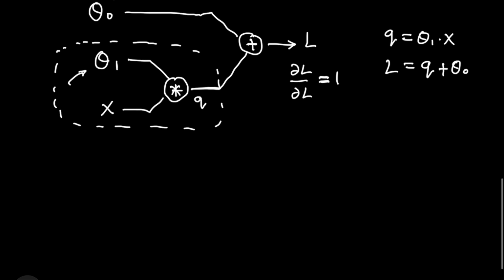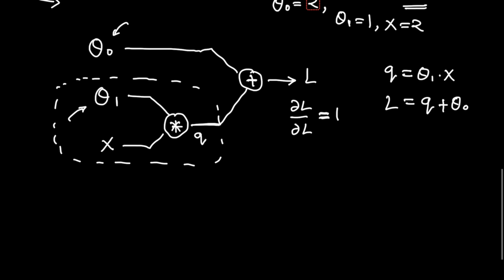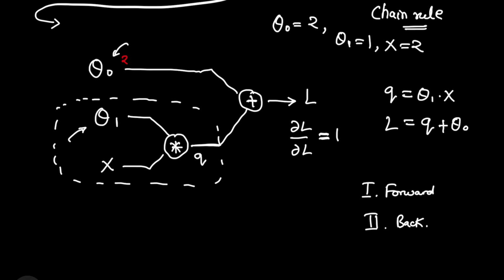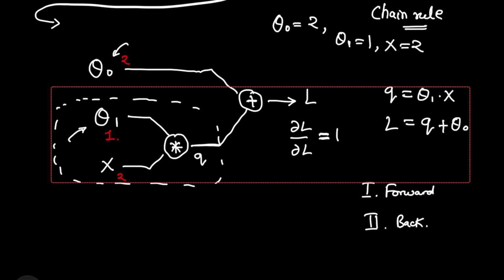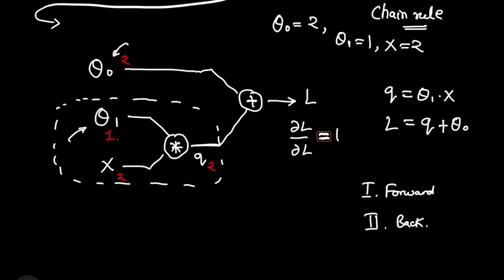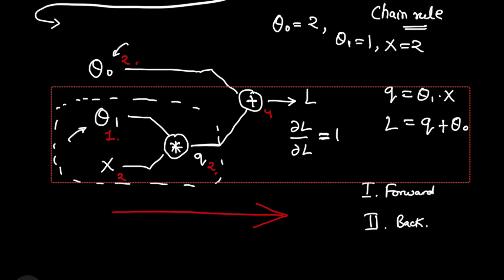Now what we are going to do in backpropagation, we have two passes. One is called the forward pass, and the second is called the backward pass. In the forward pass, we simply go through the computation. Theta naught is 2, theta 1 is 1, and x is 2. So 1 into 2, the value of q would be 2. Then 2 plus 2, the value of L would be 4. In the forward pass, you simply compute the function as stated, as the neurons do.